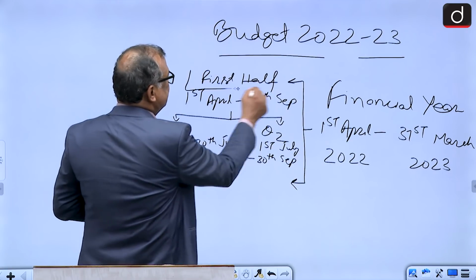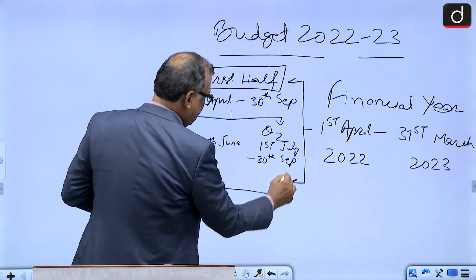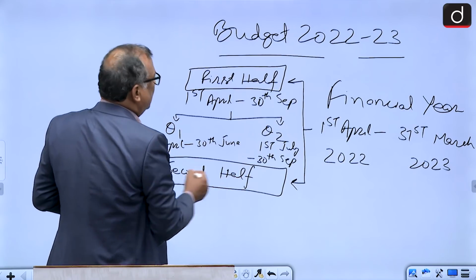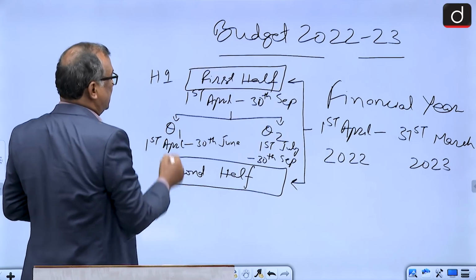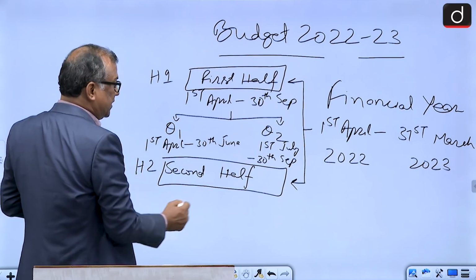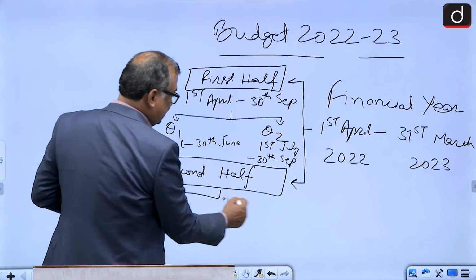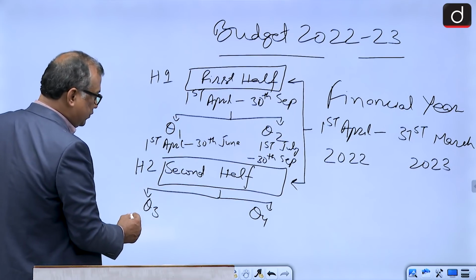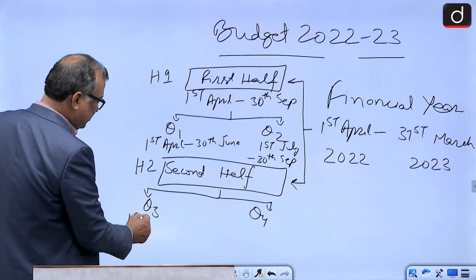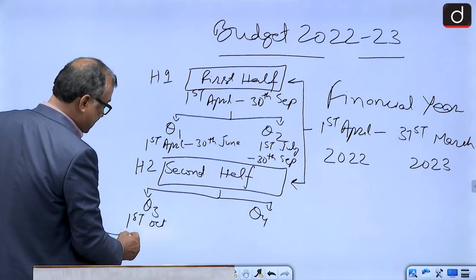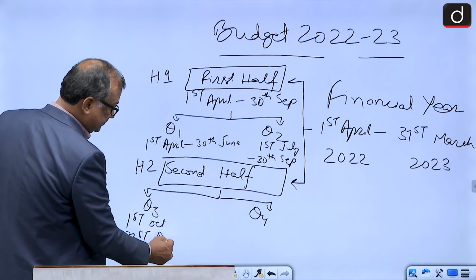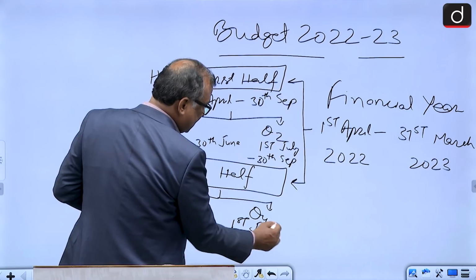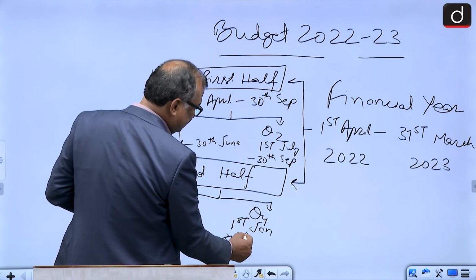Then comes the second half. The first half is generally also mentioned as H1, first half yearly, and the second half is also called H2. This is also subdivided into quarter 3 and quarter 4. So, just for your convenience, quarter 3 begins on 1st of October and completes on 31st of December, while quarter 4 begins on 1st of January and completes on 31st of March.